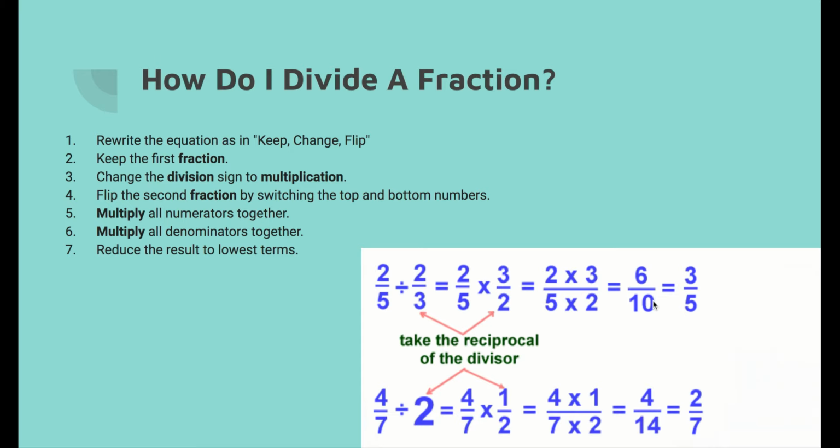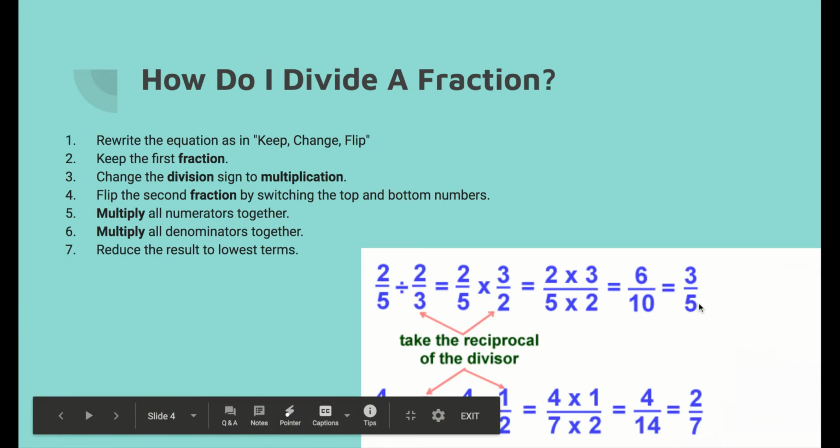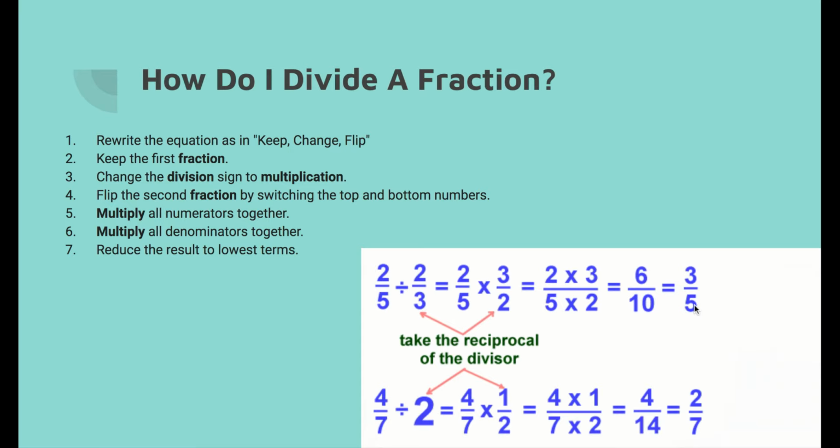6/10 is not the lowest it can be. The number that goes into both of those perfectly would be 2. 6 divided by 2 is 3. 10 divided by 2 is 5. So take the reciprocal of the divisor, right?